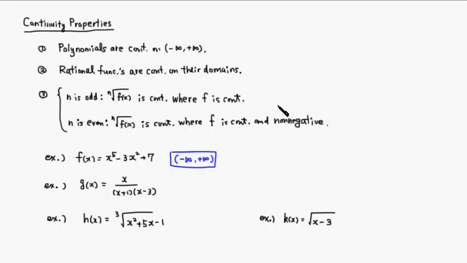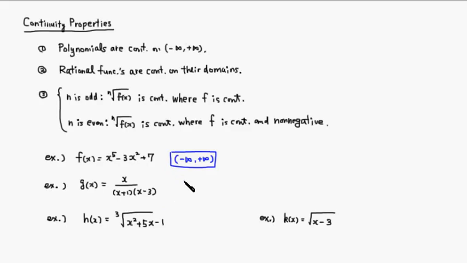Second example: g of x is equal to x over quantity x plus 1 times quantity x minus 3. So this is a rational function, so it is continuous on its own domain, and we have to find the domain. It looks like x equals negative 1 makes the denominator equal to 0, so we have to eliminate that from the domain, and also x equals positive 3. So this is all real numbers except negative 1 and positive 3.